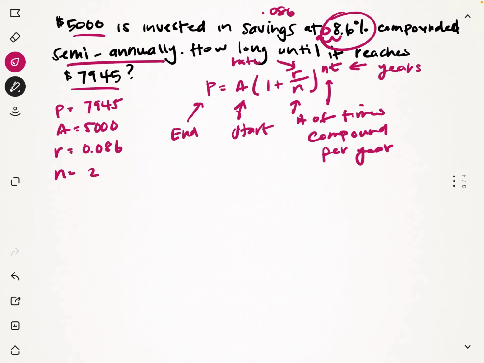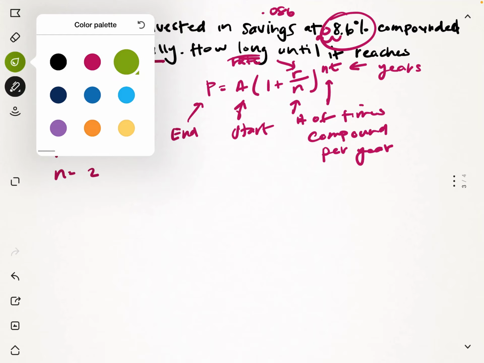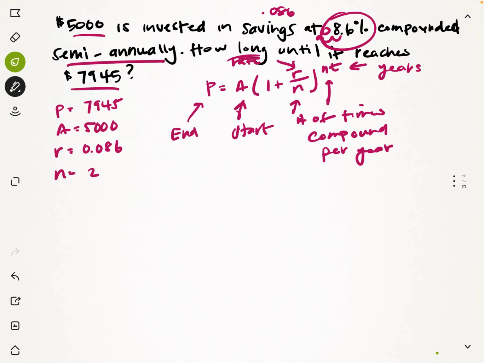Okay, so when we check, we should make sure that we only have one variable left over, which is t, right? So it says how long. So we're looking for t, which is good. So we're going to start plugging these values in here. P is 7945 equals A, which is 5,000. Then we have 1 plus 0.08 over n, which is 2. And then we have 2t.